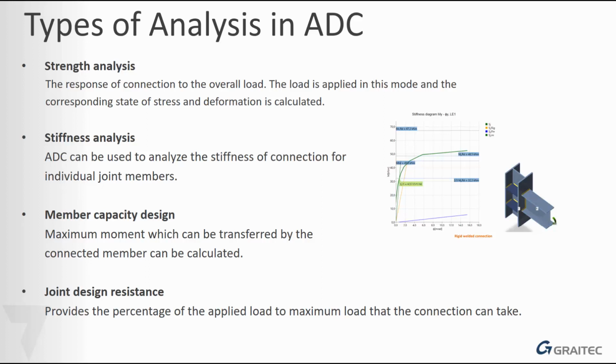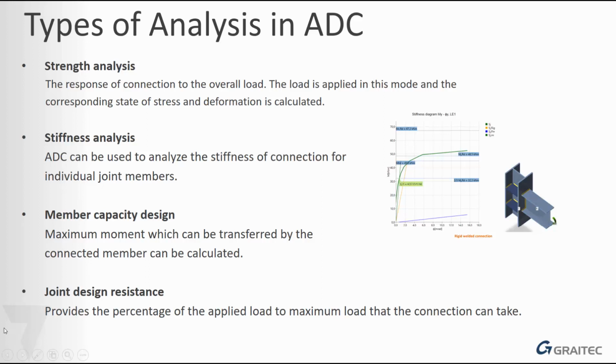And maybe a more economical design. The other type of analysis that we have in ADC is member capacity design. In this kind of analysis, you don't need to apply any forces to the connection. ADC will apply the forces to the connection itself, and as a result it will provide you the maximum moment that a member can transfer due to this connection. So the capacity of the connection will be provided for the user.